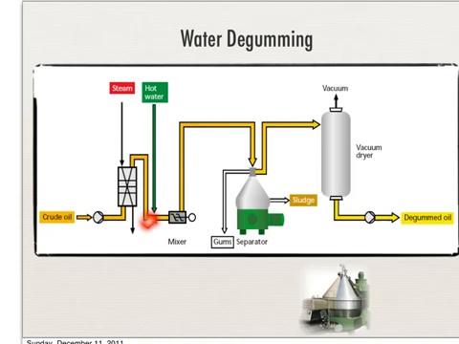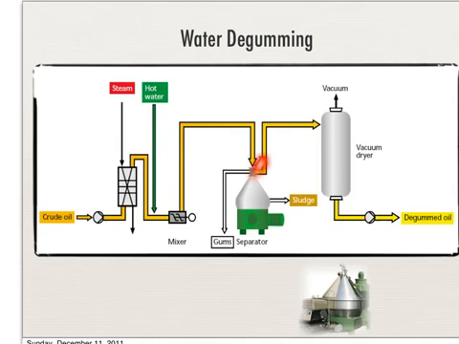oil, and it will go to the centrifugal mixer here, and because of the intense mixing, the phosphatides will be hydrated very fast, and after that it will go through the centrifuge or the separator to separate the oil from the gums.